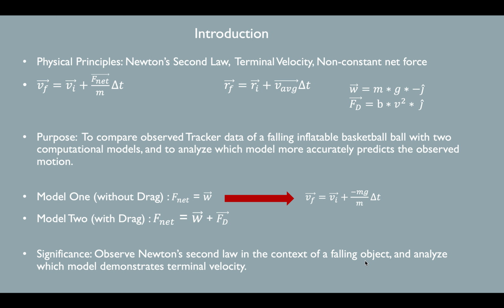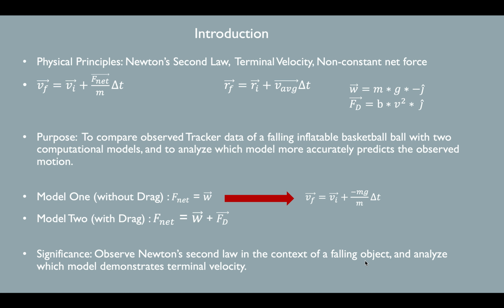This experiment is based on Newton's second law in the instance of a non-constant net force. The purpose of this lab was to compare my observed tracker data of a falling inflatable basketball with two computational models to analyze which model more accurately predicts the observed motion.